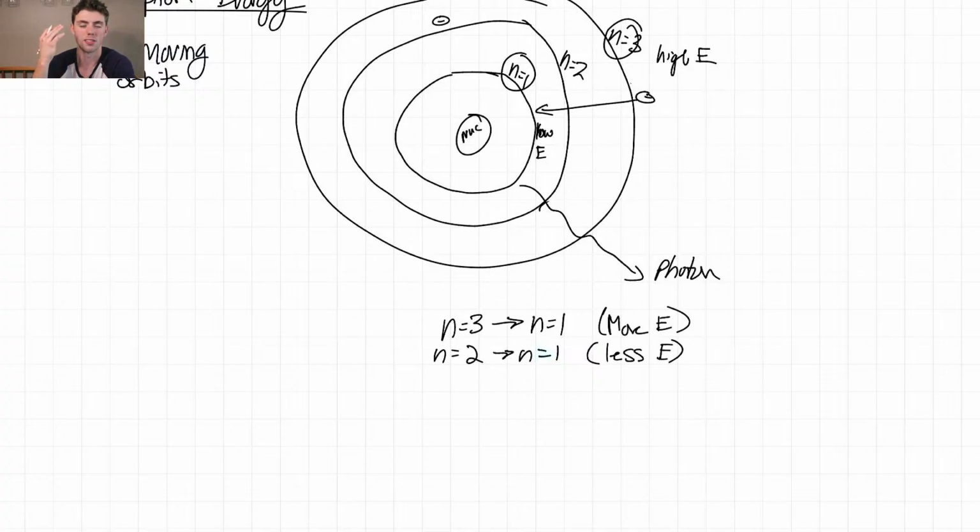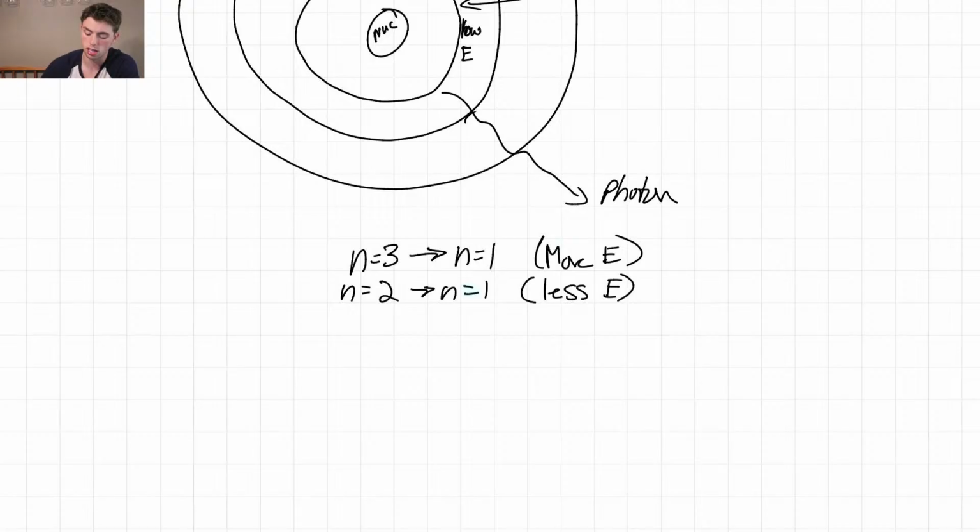The way I think about it is, if I jump off a 5-foot ledge down to the ground, I'm going to feel more impact. There's more going on. It's a higher energy. If I jump from a 2-foot ledge, there's less going on, less of a difference. So more energy, less energy. But with photons, they're particles, but they relate to waves of light.